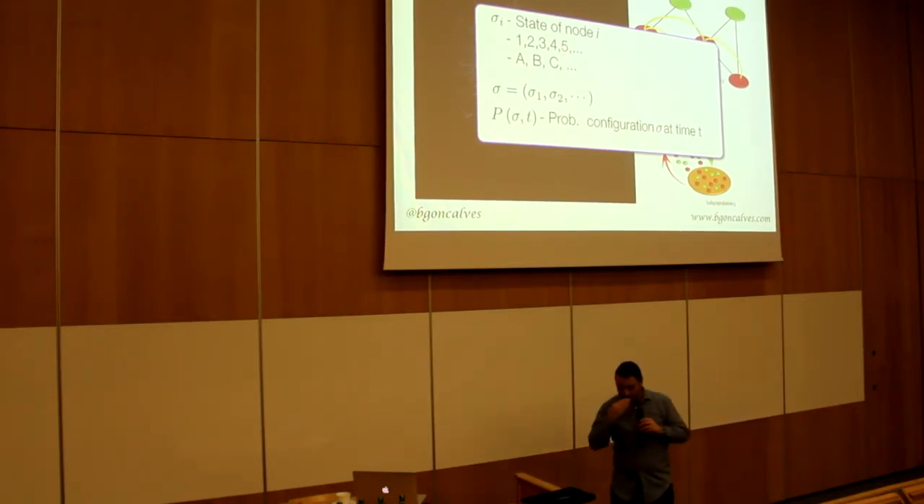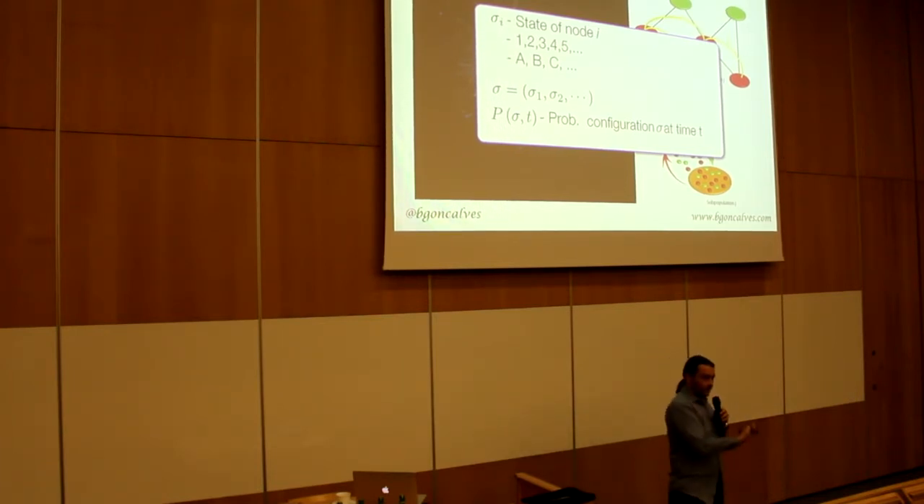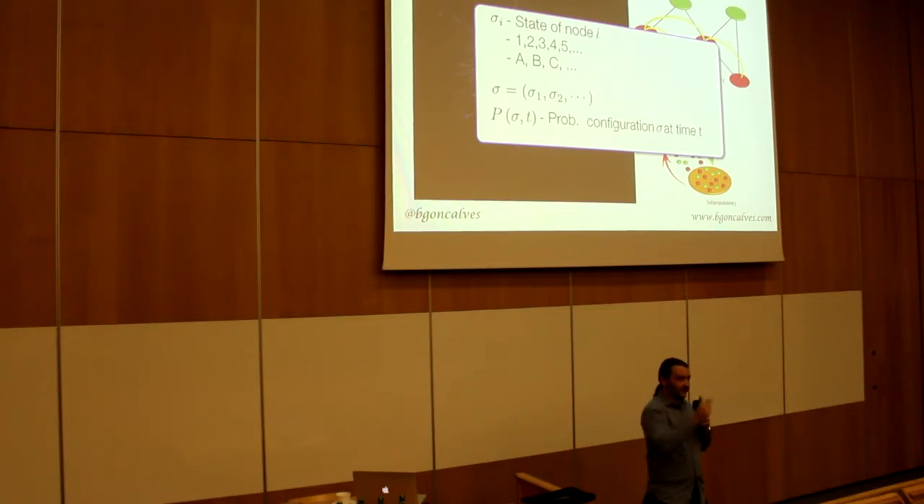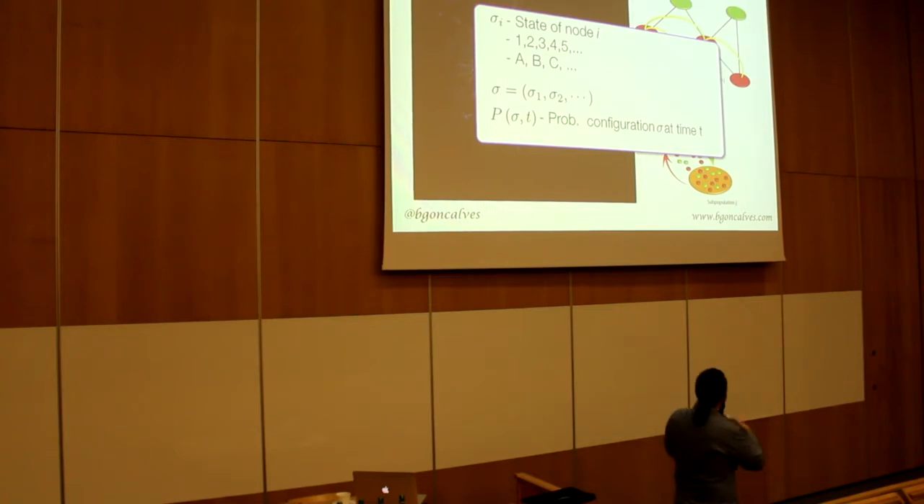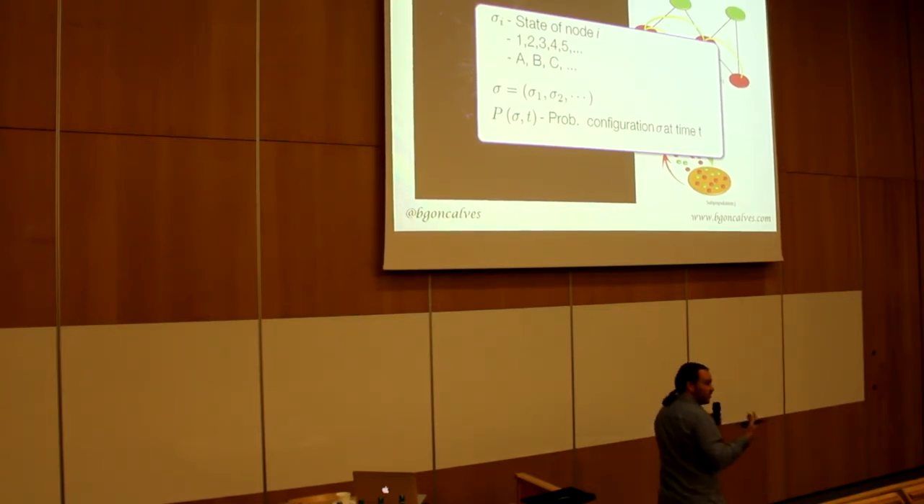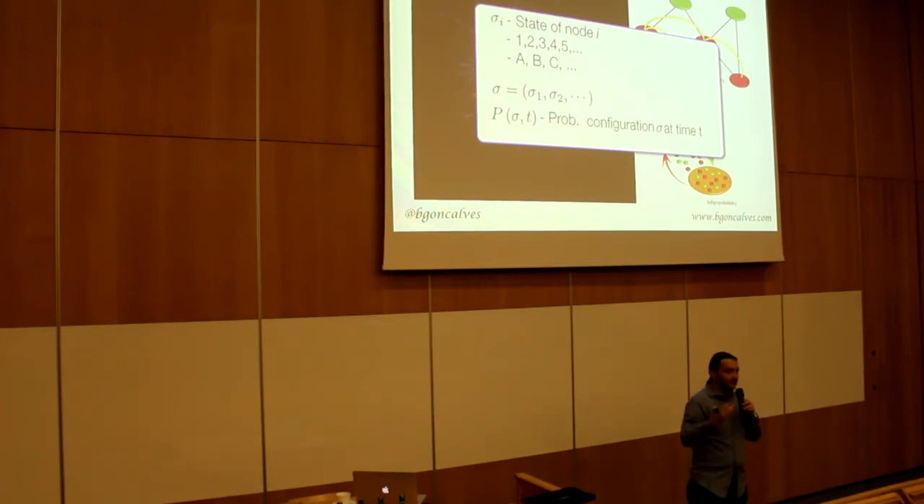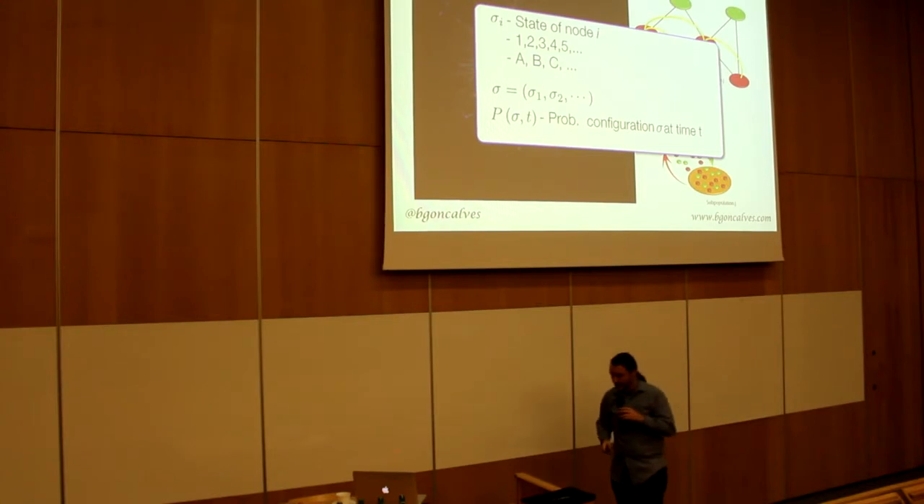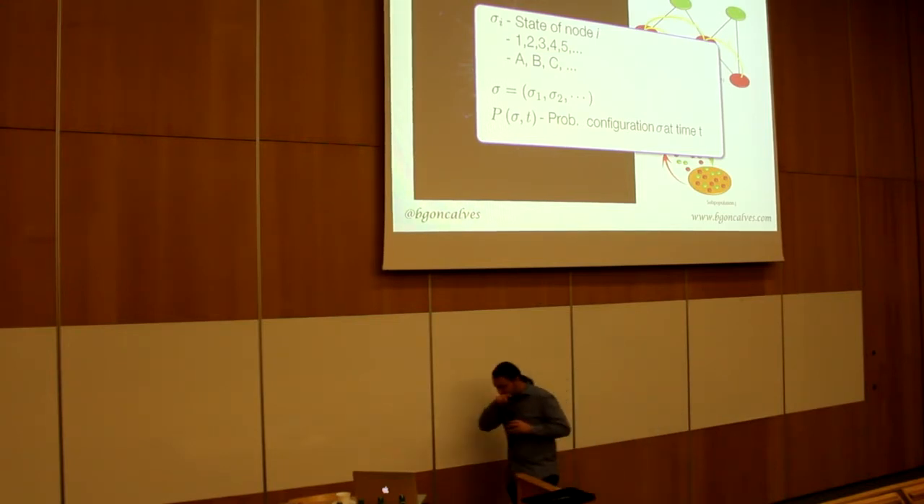If you think about it, this is a little bit of a generalization of what we just showed. Before I had P of k, t, so what's the probability that I have this specific set of degrees at this time? Here I'm generalizing it for some configuration, where the configuration can be any type of state that I can assign to individual nodes.